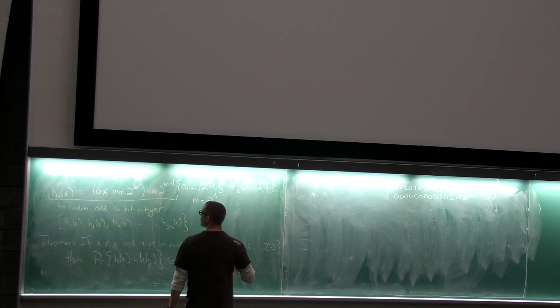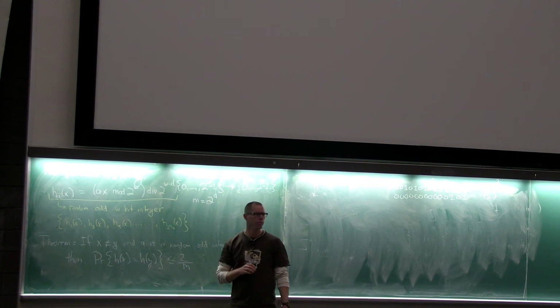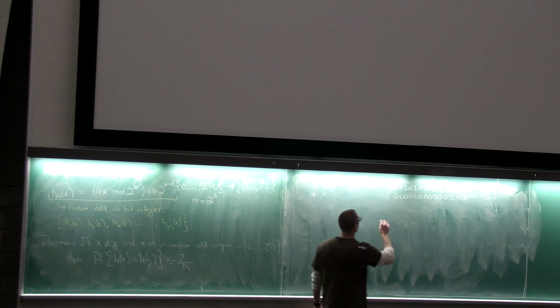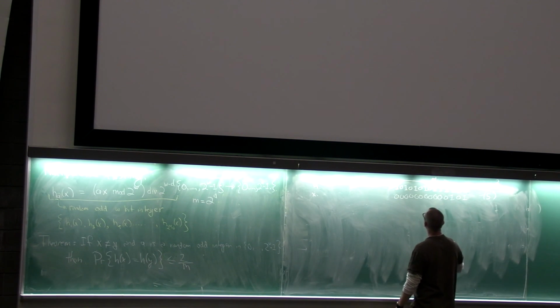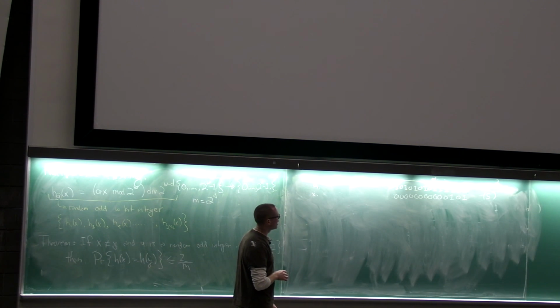So what does the hash function say we should do first? It says we should multiply a times x. Remember, these are w bits. So in general, if we multiply two w-bit integers, how big of a result do we get?